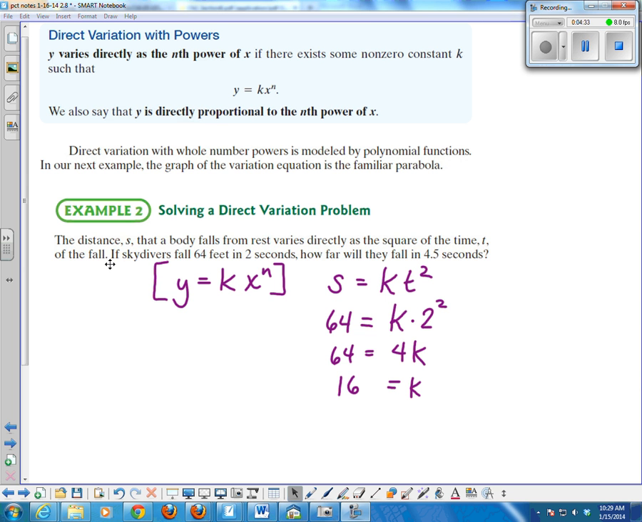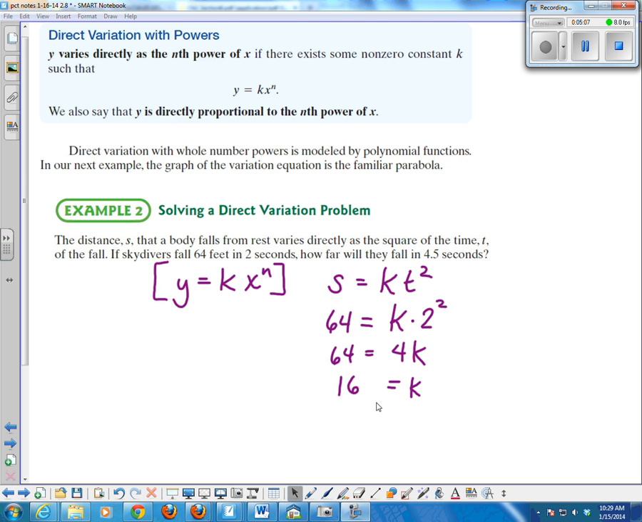Substituting in the numbers they give us for the first pair, skydivers fall 64 feet in 2 seconds, so the time is 2 here. How far will they fall in 4.5 seconds? So we want to use this pair to find the constant of proportionality. I get 64 equals k times 2 squared. That becomes 64 equals 4k. Divide by 4, and you get k equals 16.